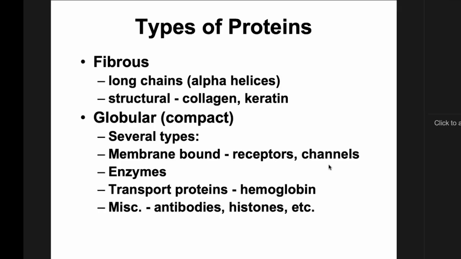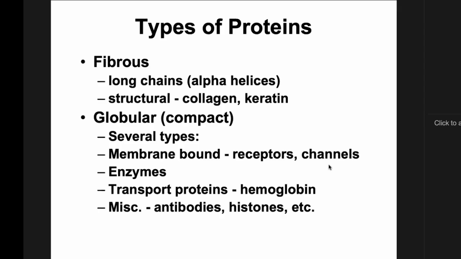So the antibodies, I showed you an example of that already. That's a type of compact protein that circulates throughout your bloodstream and in your bodily fluids to combat infections. Histones, which are a group of proteins that DNA wraps around to form chromatin. I'll show you a picture of that in just a couple minutes.